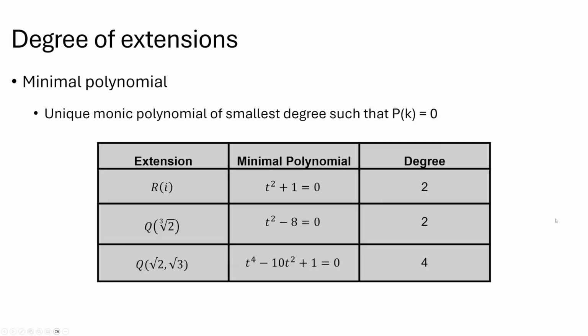About extensions, we have to talk about their degree, and for that we can talk about the minimal polynomial, which is the unique monic polynomial of smallest degree in which whatever you're adjoining is a root. So monic means that the leading coefficient is 1, and so that's basically just a polynomial of smallest degree with a leading coefficient of 1. I have here some examples. So if you're adjoining i to the real numbers, i squared is -1, -1 plus 1 is 0. And since it's squared, the degree is 2. Here, again, sort of the same thing. And then if you adjoin these two elements, the minimal polynomial is degree 4, which means this extension is degree 4.